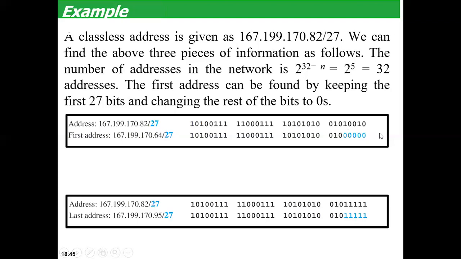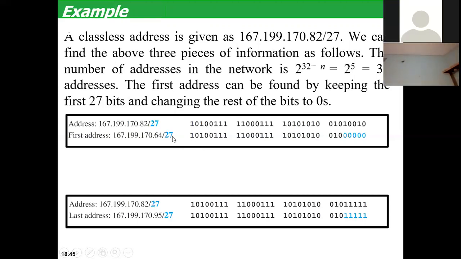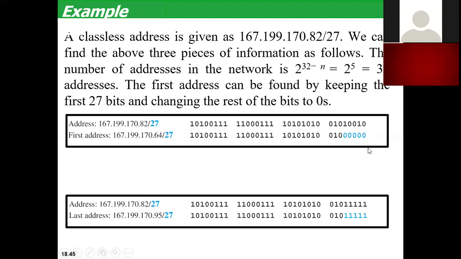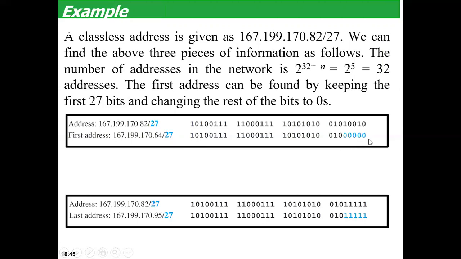The given address, you represent it in binary form, correct? Then what are we doing? Except the first 27 bits, the remaining bits: 32 minus 27 is 5. So the remaining 5 bits, I am replacing with 0. Are you clear with this? So this gives the first address. Okay, this is clear? Fine.